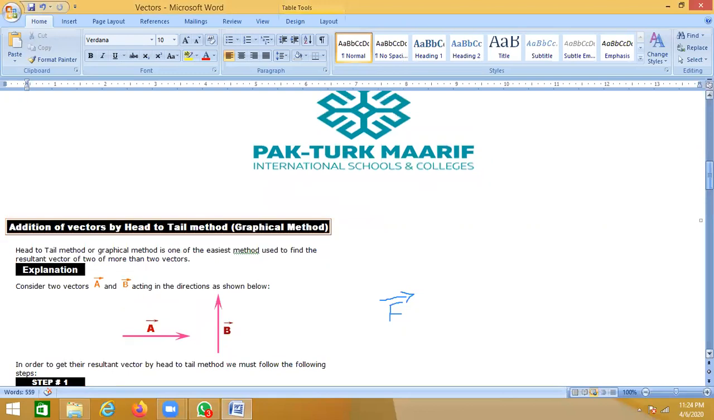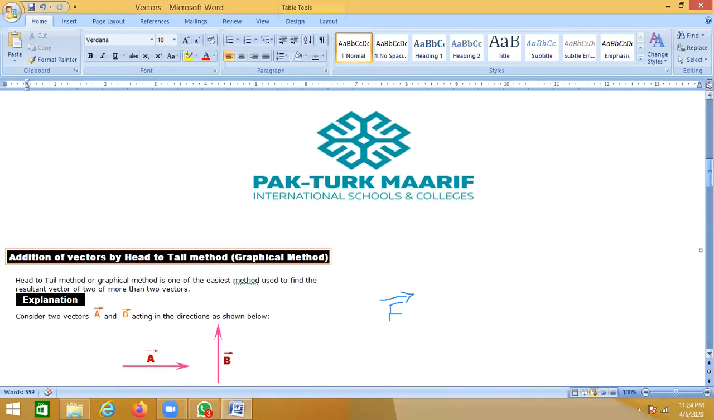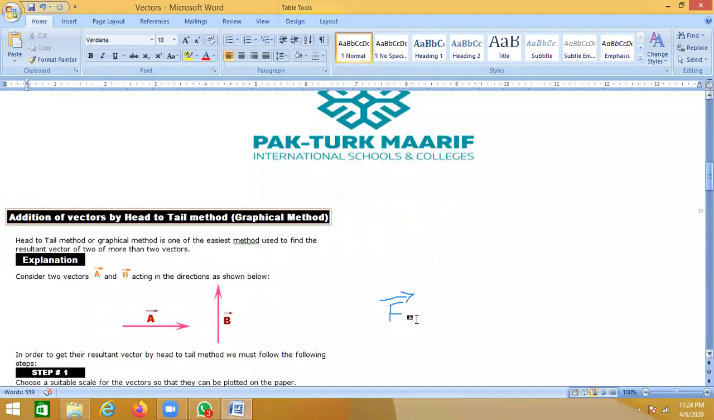Okay. So now we will be looking at the addition of vectors by the head to tail method, right? This is a graphical method through which we will add two or more than two vectors together. Okay, so if you have any questions, you can ask in the chat box and right now also.